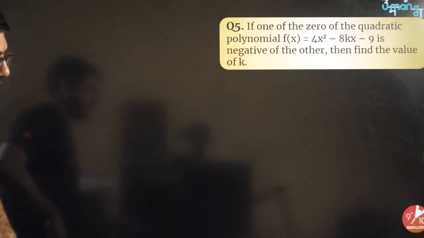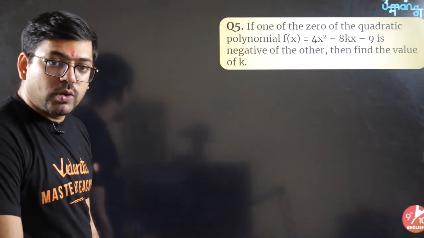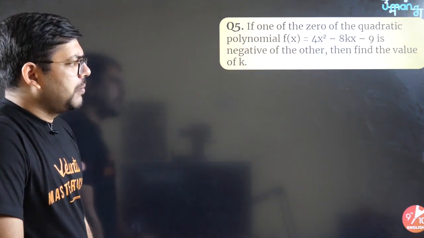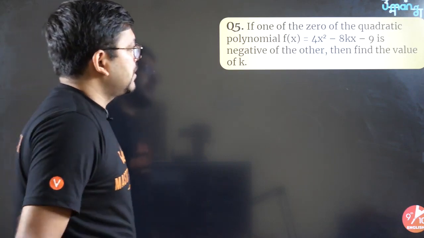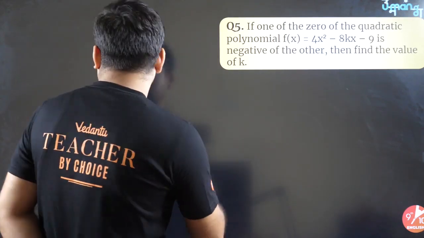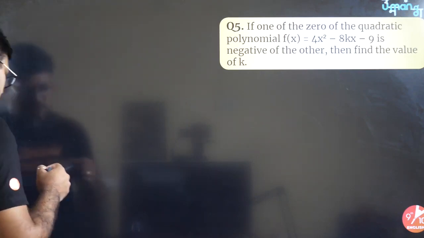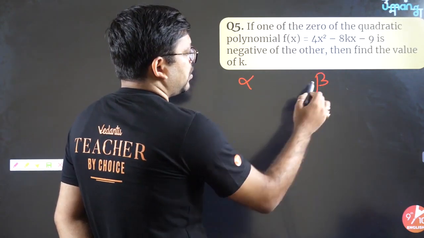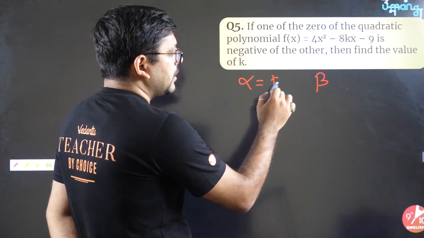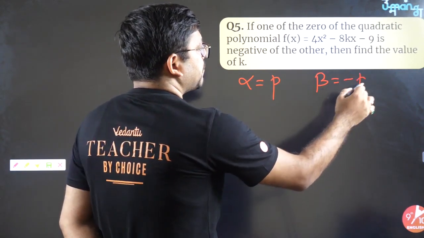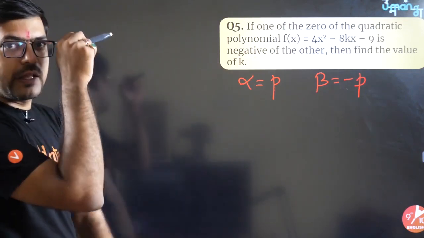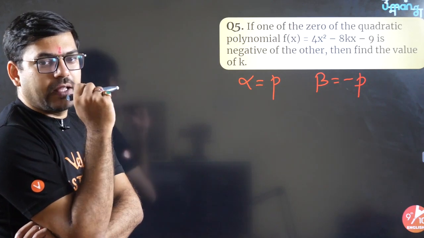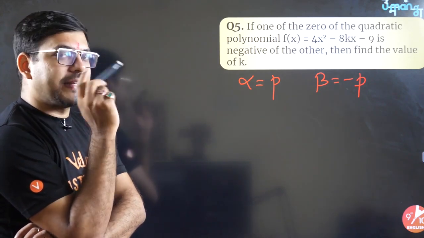This is the next question. It says, if one of the zeros of the quadratic polynomial is negative of the other. Means you have got 2 zeros. Say for example, you have got 2 zeros. What are those 2 zeros? They will be alpha and beta. So if the value of alpha is p, then the value of beta is minus p. That's what the question is saying. Please pay attention, if the value of alpha is p, then the value of beta is minus p. So one of the zeros of the quadratic equation is the negative of the other.